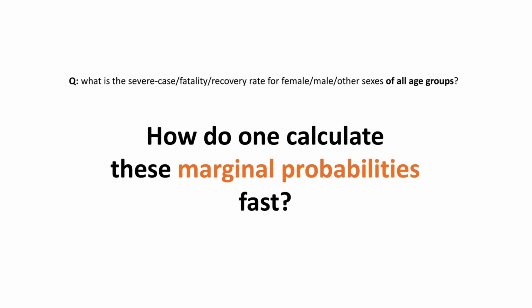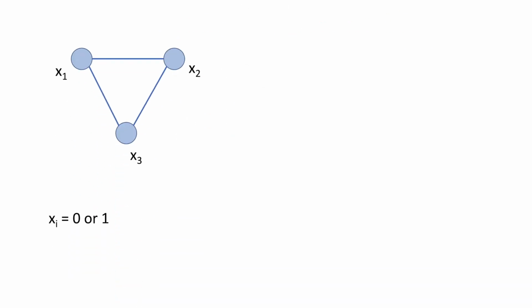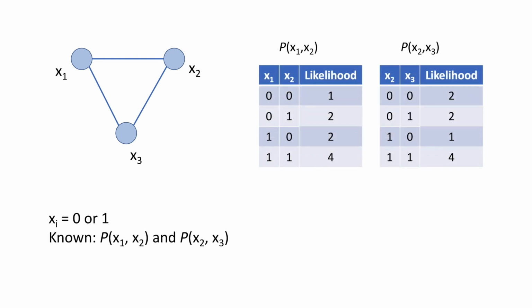Let us first think about what is the most trivial way to calculate marginal probabilities. Consider a simple model with 3 binary variables, meaning they each take a value of either 1 or 0, and 2 known joint probability functions as shown in these tables. Notice that these are likelihoods, which are basically just not normalized probabilities, and we will leave the normalization to the very end.